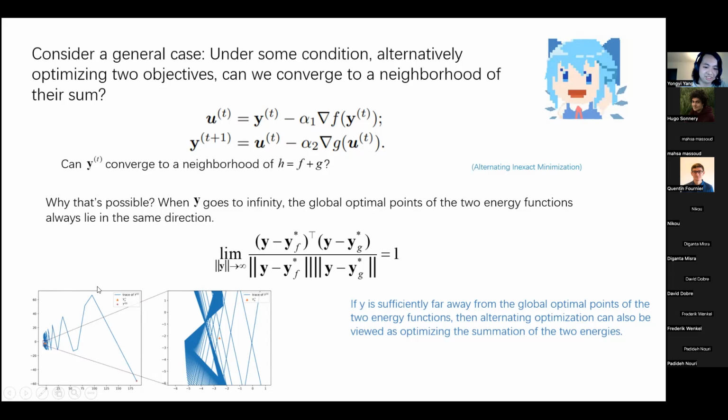So this figure shows this case. Consider this is the starting point of y. When y is very far from the optimum point of h, and we are alternatively optimizing f and g, it will kind of oscillate, but it will still become closer and closer to h. But when it becomes close enough to h, it will oscillate around it and will not converge.